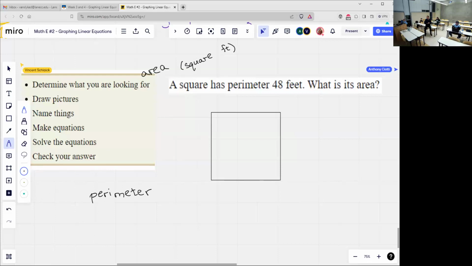And now I'm thinking, I actually do need to name things, because I want to write something about this square. Do we like S for a side? Do we like L for length? Do we want W for width? What are we naming on my shape? You could do width and length, for sure. Let's just start with that. So length and width.